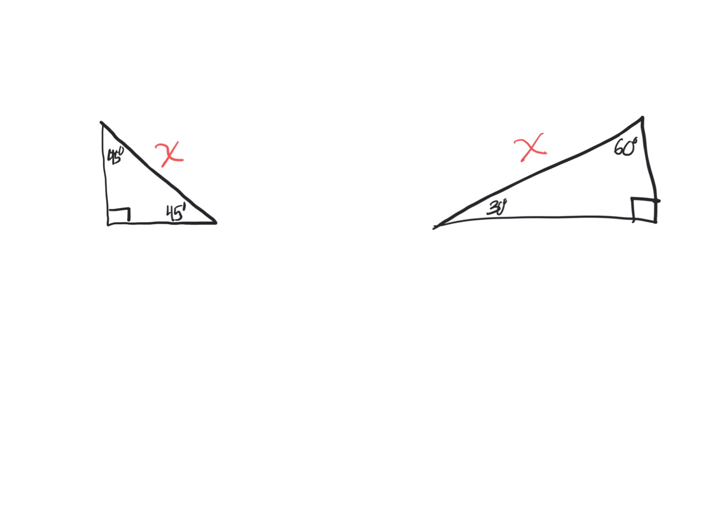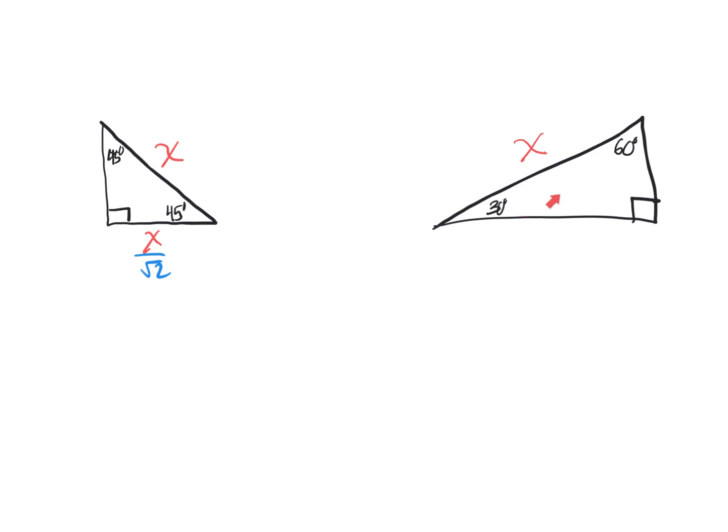So number 61 and 62 require that we understand the special relationships in the special 45-45-90 triangle and the special 30-60-90 triangle. In the isosceles right triangle, the 45-45-90, if you know the hypotenuse, then the legs will be the hypotenuse divided by the square root of 2.